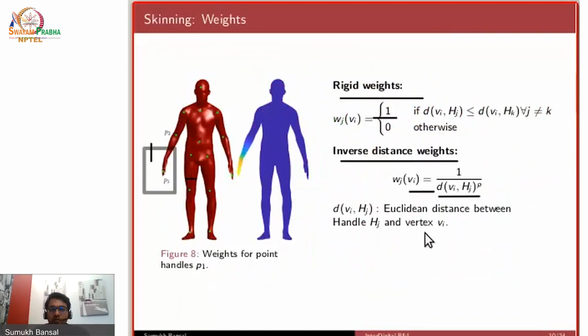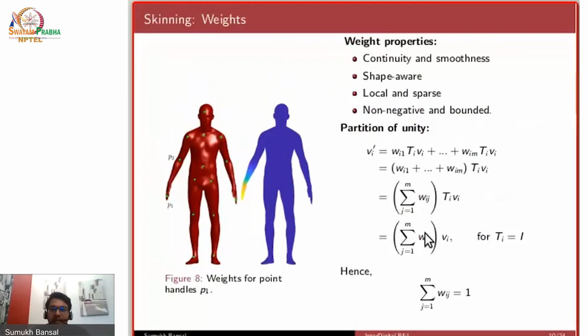Okay. So overall, the skinning weights which we need have to have certain properties. First, they should be continuous and smooth, and gradually decrease from the control handles. Then, as we have discussed, they should be shape aware. And they should also be local and sparse. And by sparse, we mean that only a small number of control handles should impact any given vertex. And at last, the weights should be non-negative and bounded.